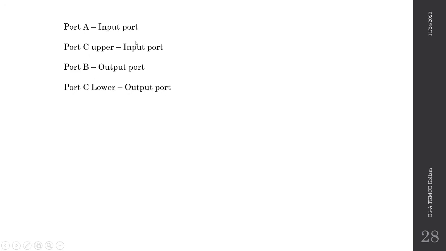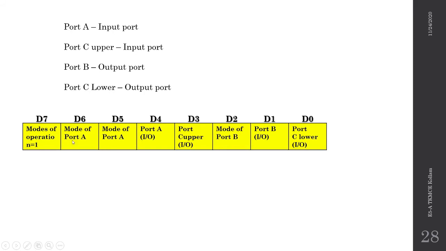In order to make this one, we need to write the control word format. This is the control word format. Here the mode of operation is I/O, so it is 1. Then the mode of port A is decided by these 2 bits. It is 00, mode 0.